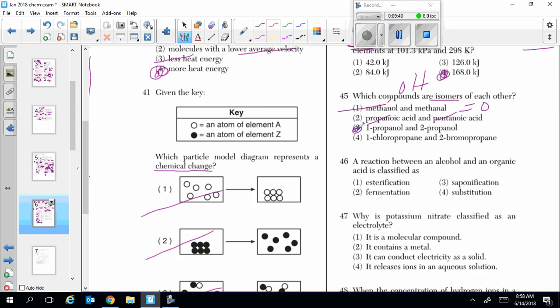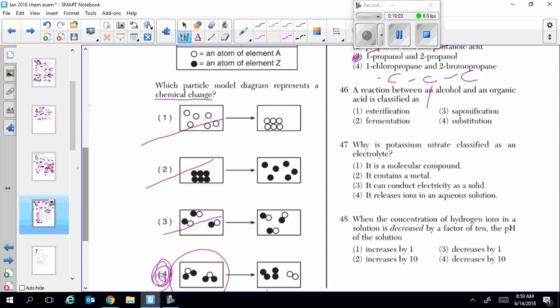1 propanol and 2 propanol. So propanol is 3 carbons, but 1 propanol has the OH coming off the first carbon, and 2 propanol has it coming off the second carbon. So they definitely have the exact same formula, but a different structure leading to different properties. All right, the reaction between an alcohol and an organic acid.